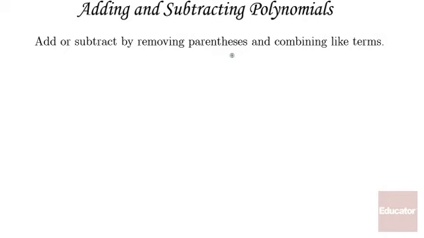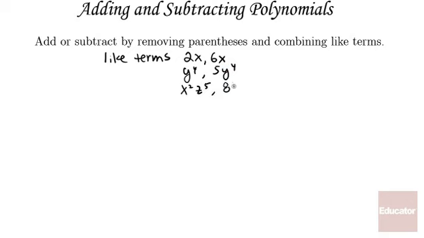Add or subtract by removing the parentheses and combining like terms. And recall that like terms, or like monomials, have the same variables to the same powers. For example, 2x and 6x are like terms. y to the fourth and 5y to the fourth are like terms. Or x squared z to the fifth and 8x squared z to the fifth are like terms. They have the same variables raised to the same powers, and they can be combined.